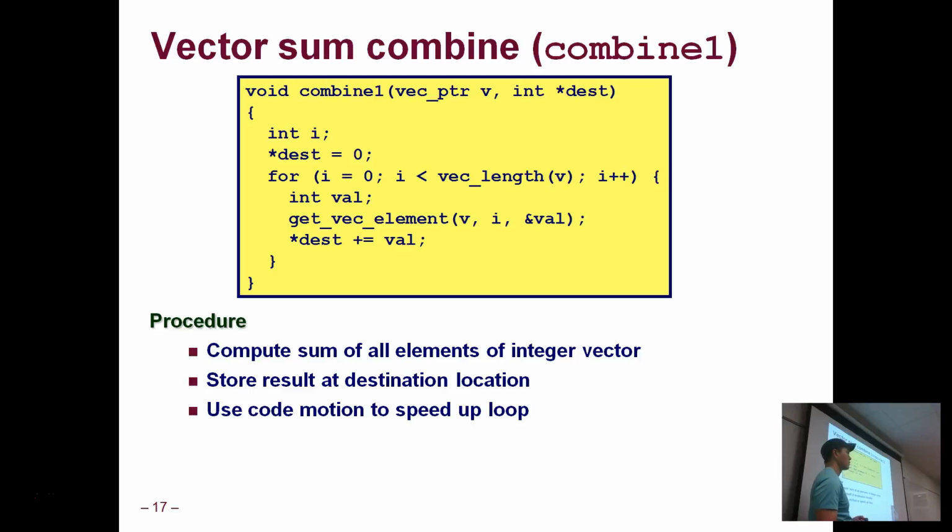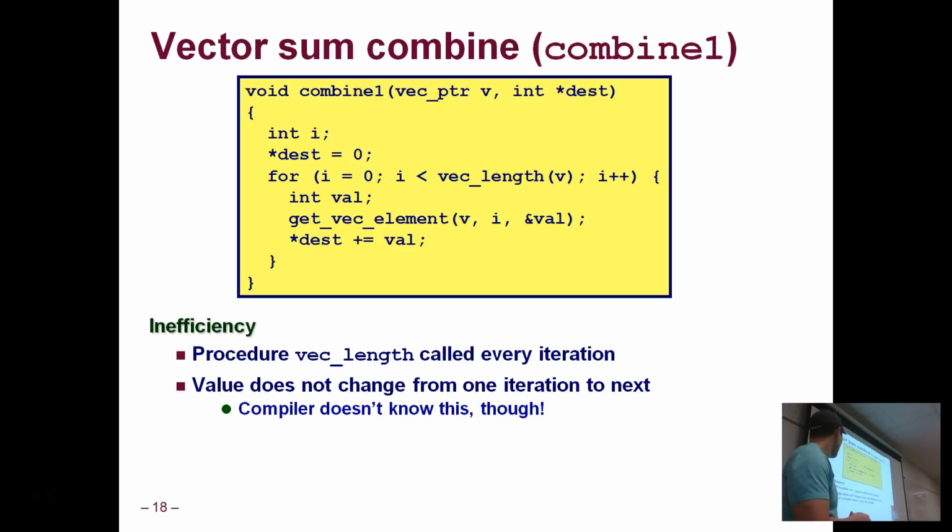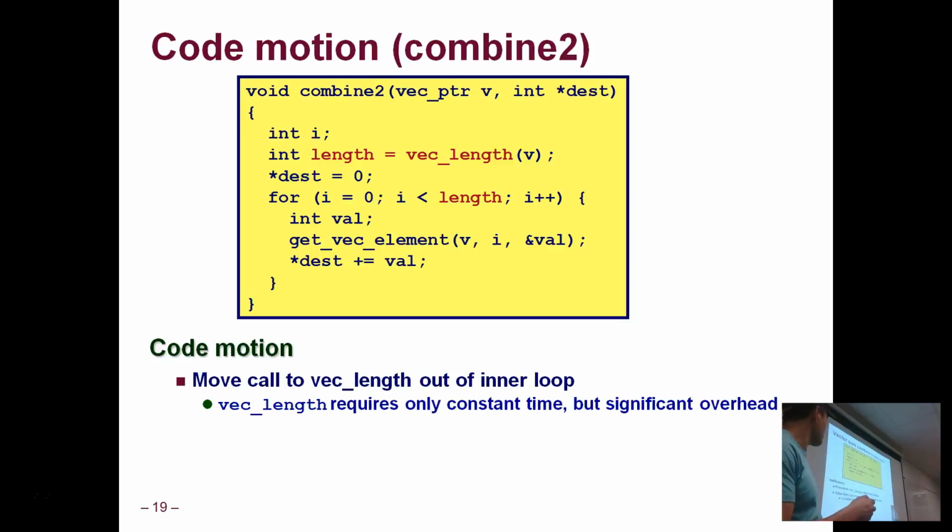What's the other thing? There's a couple more. Actually, let's just move on. In fact, this is code motion. This is the first step. Okay, so this computes the sum of all the elements of this integer vector, stores the result in the destination, and then the first one is this procedure getting called in every loop iteration, but the value not changing from one iteration to the next. And because the compiler can't make the optimization through the function call, it's going to avoid doing that optimization.